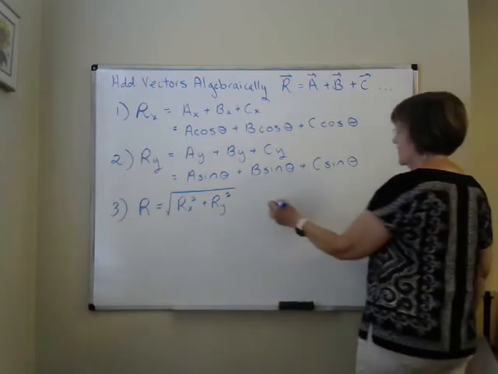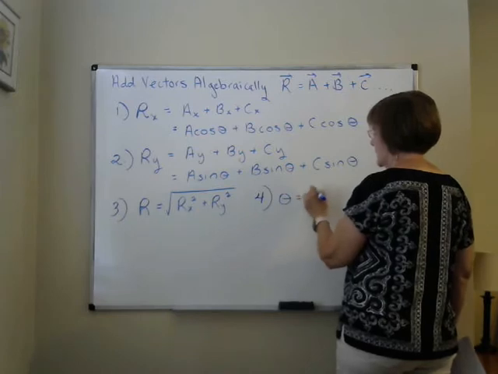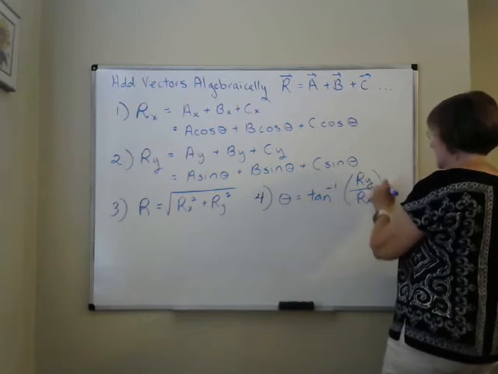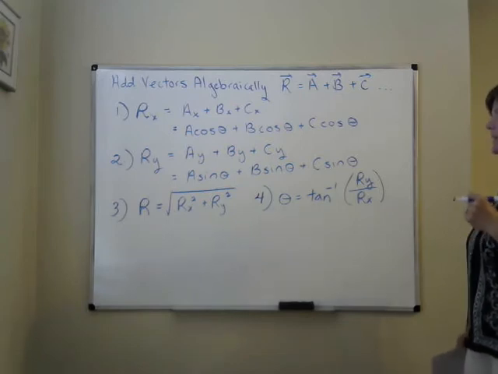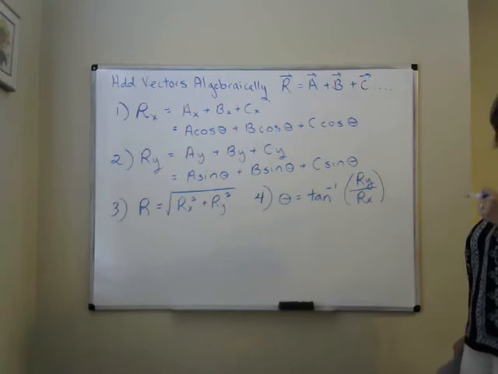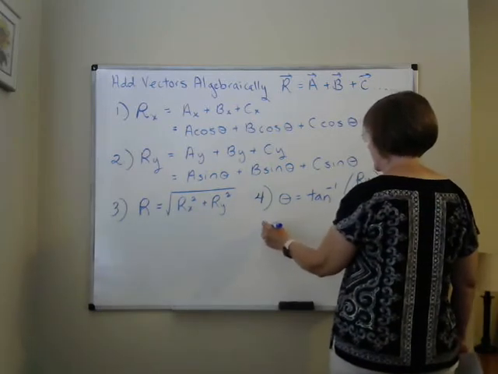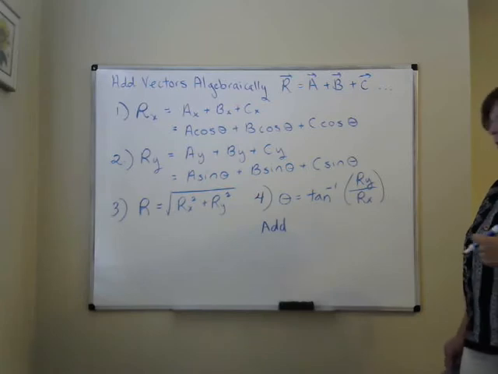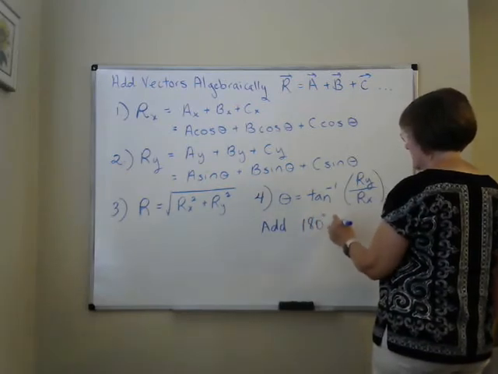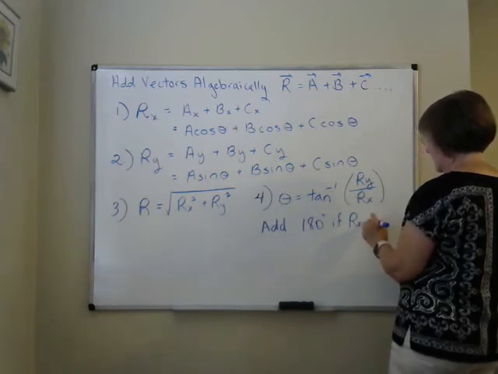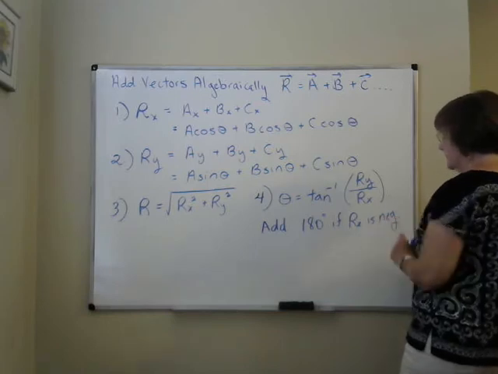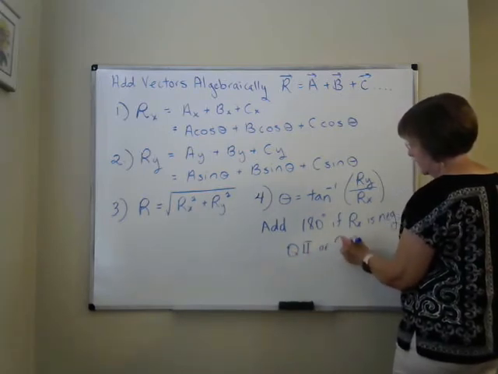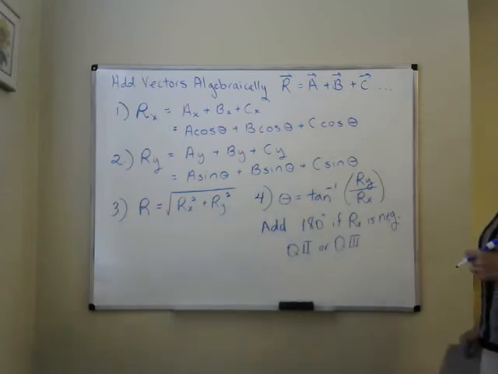And finally, we need that angle. Theta is equal to the tangent inverse of the y component over the x component. If the x component is negative, we need to add 180. And I said that exactly wrong. If the x component is negative, we have to add 180. That'll put us in the second or third quadrant. At 180 degrees, if Rx is negative, that means you're in Q2 or possibly Q3. So that's our steps. It's a simple 4-step process.